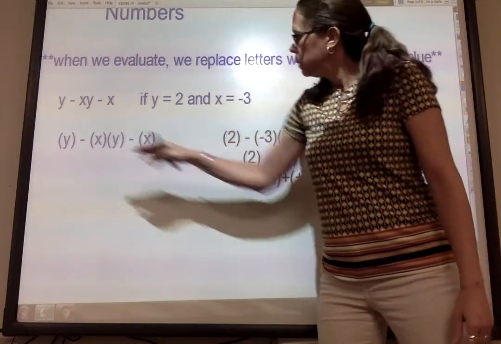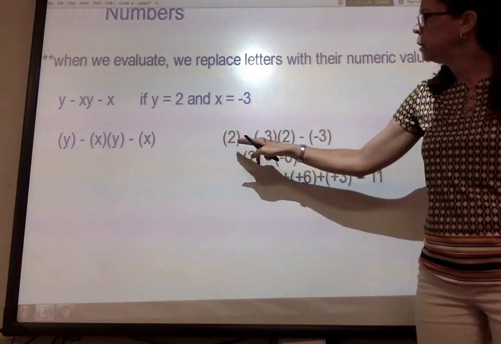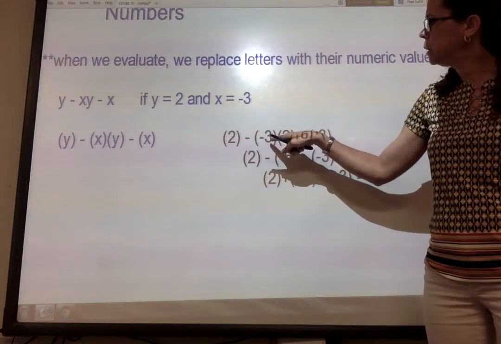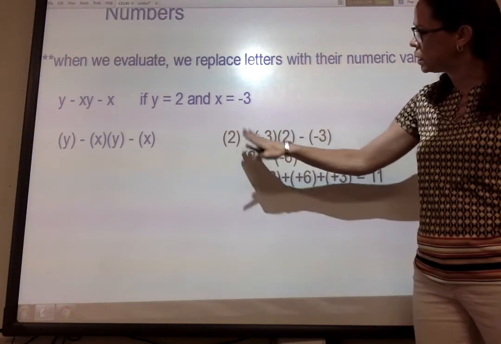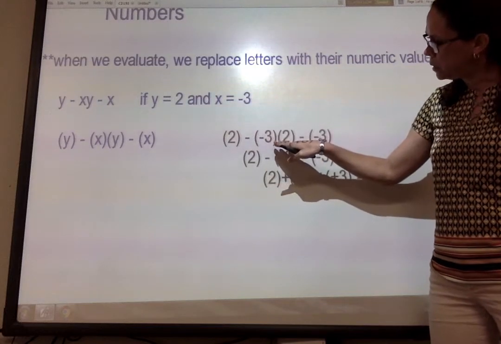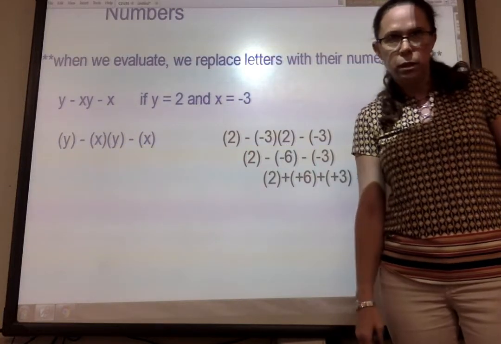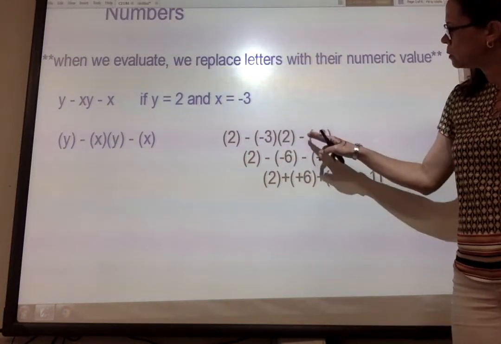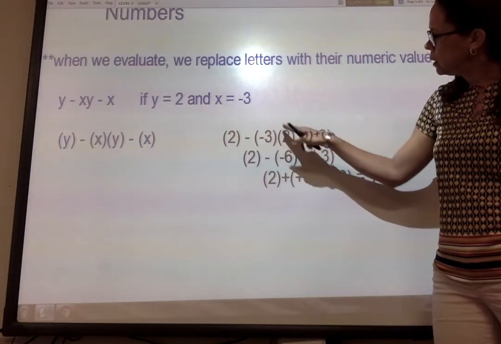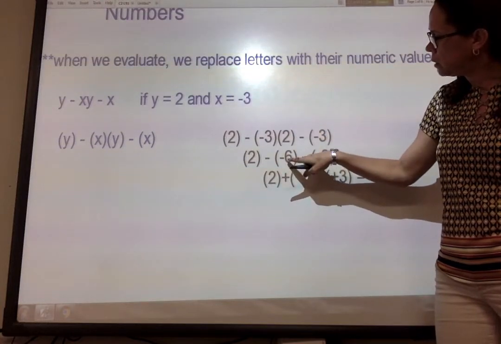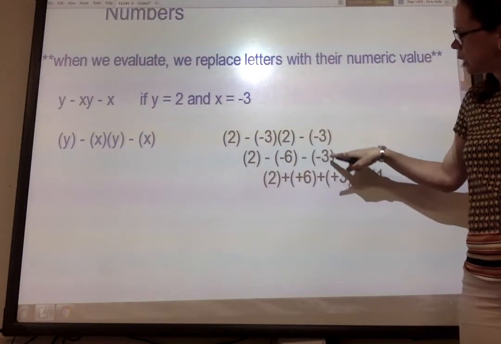So, my y is 2, x is -3. So instead of a y, I'm going to put a 2 minus x is -3 times y is 2 minus x is -3. Okay, so now my expression is 2 minus -3 times 2 minus a -3. So now our order of operations comes into play. Okay, I've got a subtraction, but here I have multiplication. That comes before subtraction. -3 times +2 gives me a -6. So now I just rewrite 2 minus -6 minus a -3.